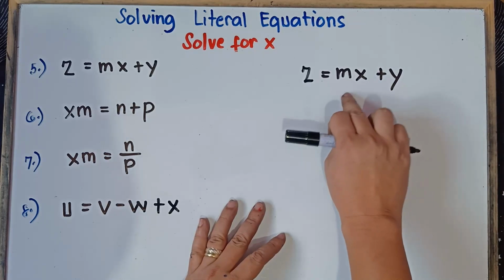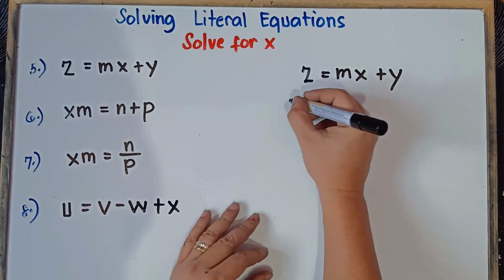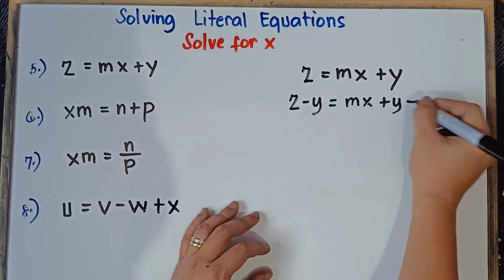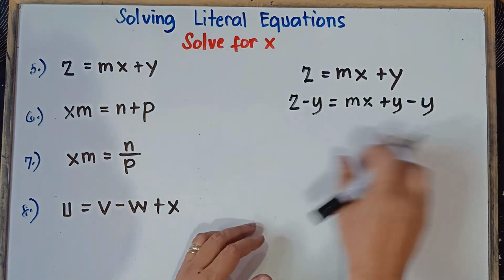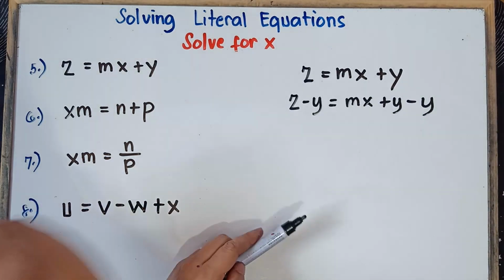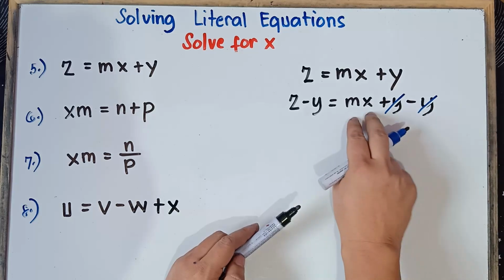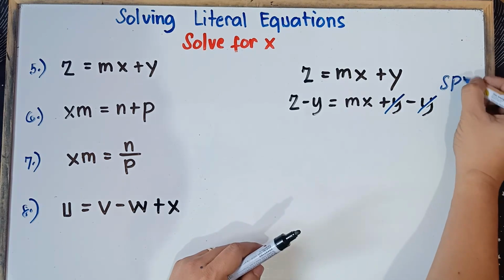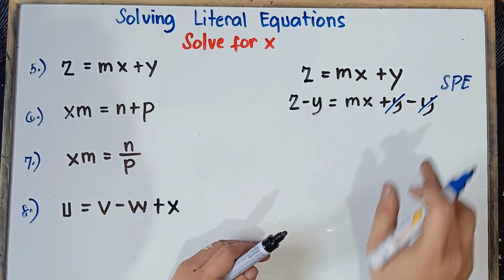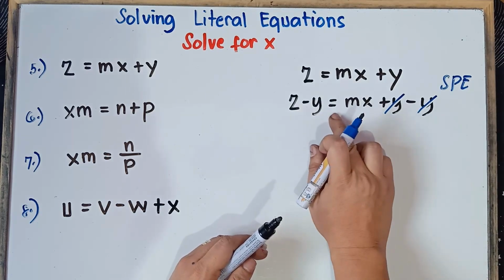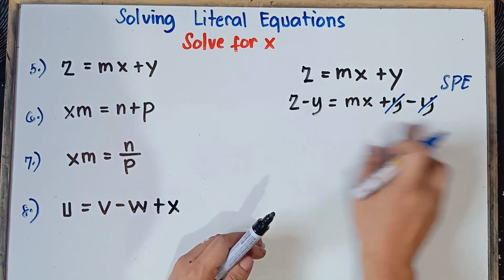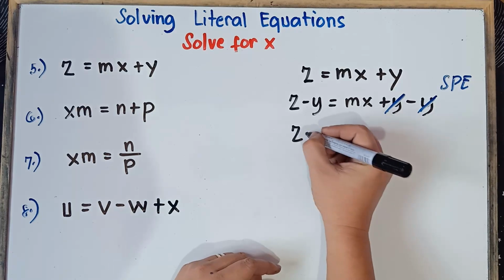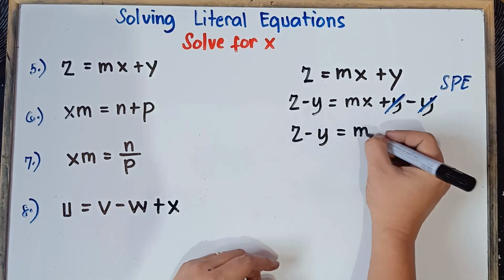And the remaining expression will be only mx. So this will be z minus y equals mx plus y minus y. Question, sir, why do we need to subtract both sides by y? So that, class, you can cancel this out and the remaining expression will be only mx. And this is what we call subtraction property of equality. Once you subtract y on the right side of this equal sign, you also do that on the left side to make the equation balance. So cancel this out. So we have z minus y equals mx.